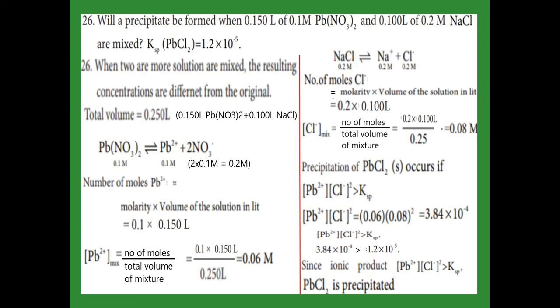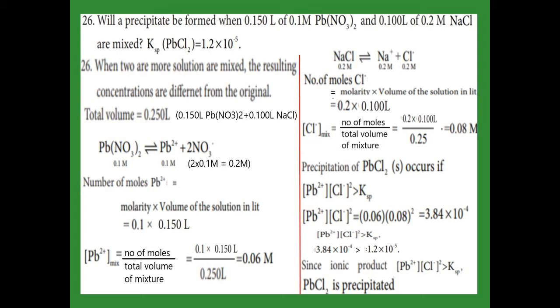For that, the concentration formula is the number of moles divided by volume. But here we are calculating for the mixture, so we put the total volume of the mixture. What is the total volume here? It is 0.25 liter. Then putting in the number of moles of Cl⁻, we get the concentration of Cl⁻ in the mixture as 0.08 molarity.